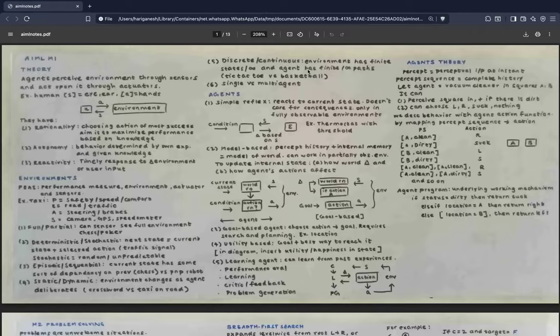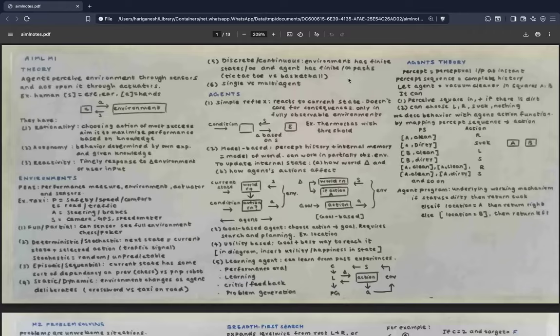The fifth is discrete or continuous. Here, environments have finite states or infinite states, pretty simple to understand. In continuous, they have infinite states. So examples are tic-tac-toe and basketball. The last is single versus multi-agent, whether there's one agent or multiple agents in the whole environment. There are a few types of agents as well.